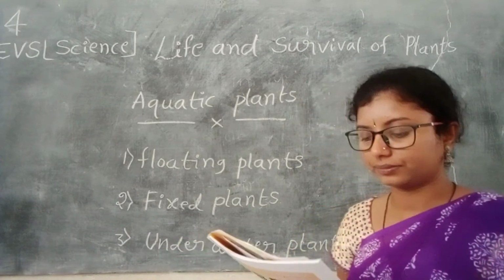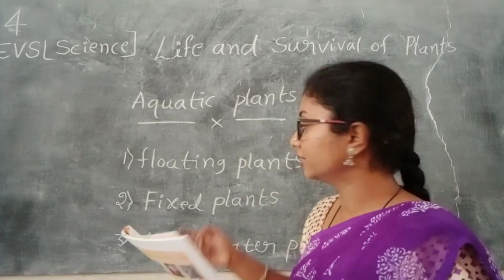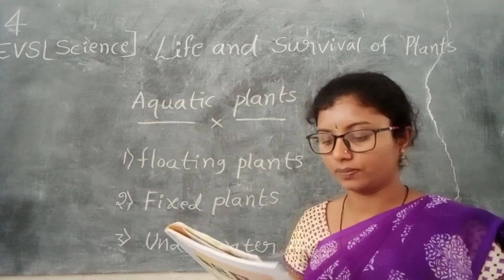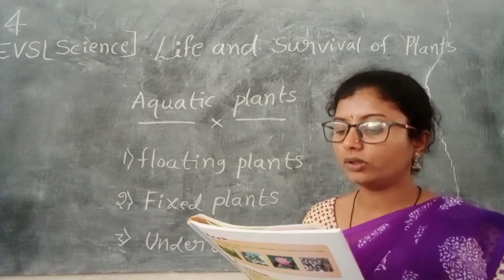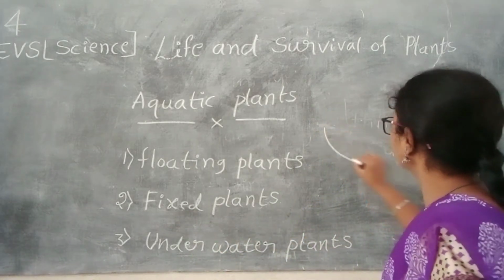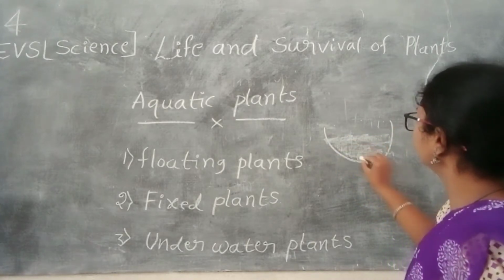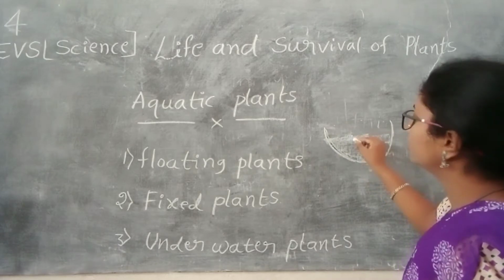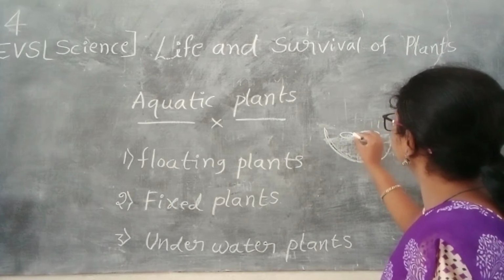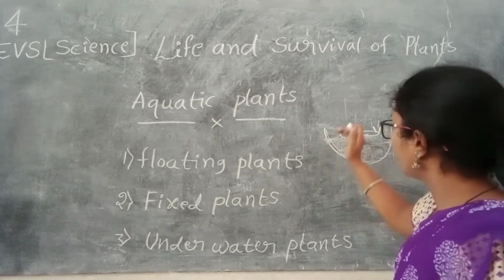Next, floating plants. Which types of plants are floating plants? Now we shall see. Floating plants float freely in the water. Here is a ball, and here some water is there. Floating plants are like that. These types of plants float on water.